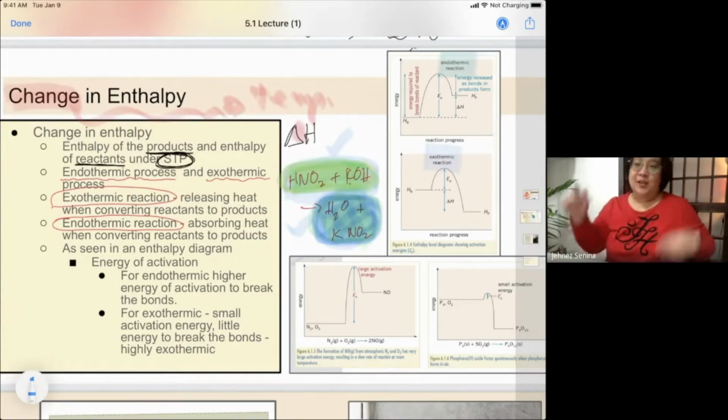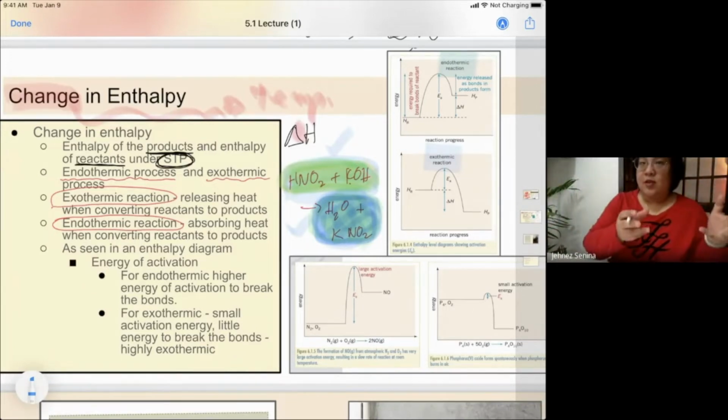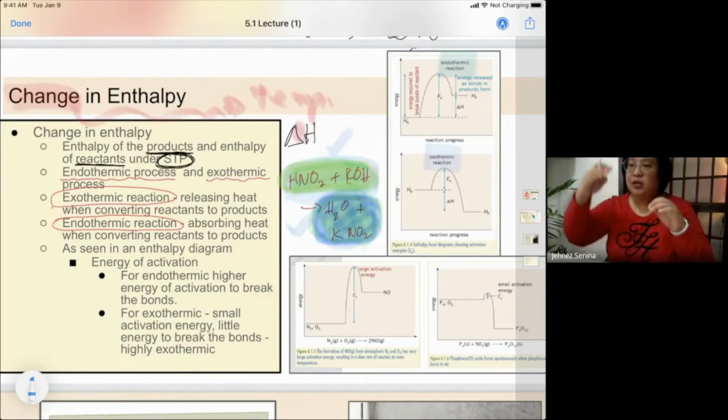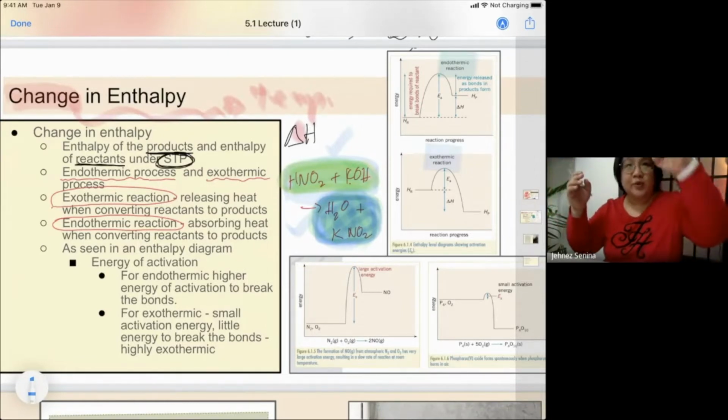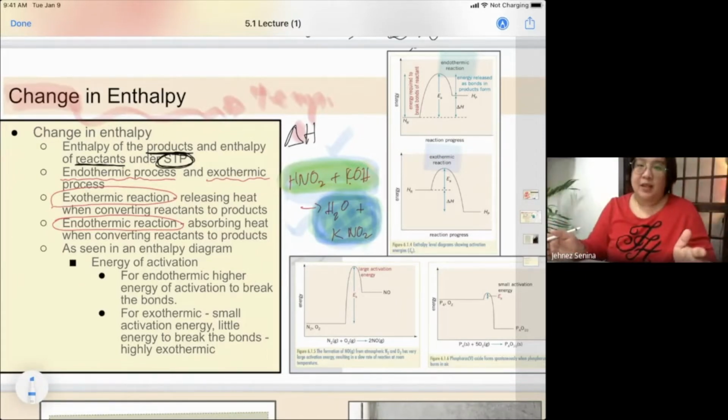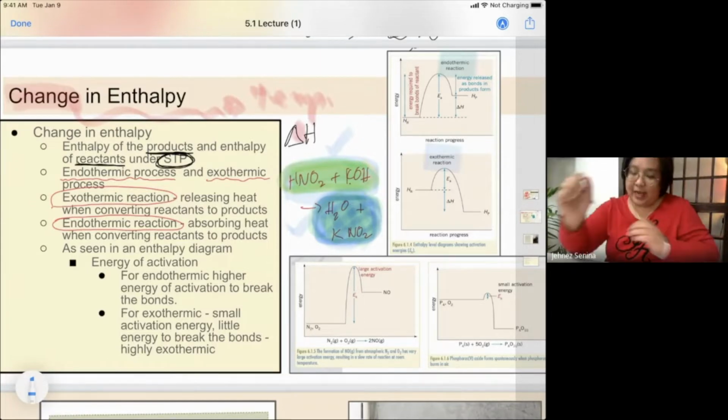That's it. Always think all chemical reactions have an endothermic process and an exothermic process, and then you look at the overall heat change. If there's more heat released by forming the products than the heat absorbed by breaking the bonds in your reactants, it means overall the chemical reaction is exothermic. Yes, that's what I want to clarify.